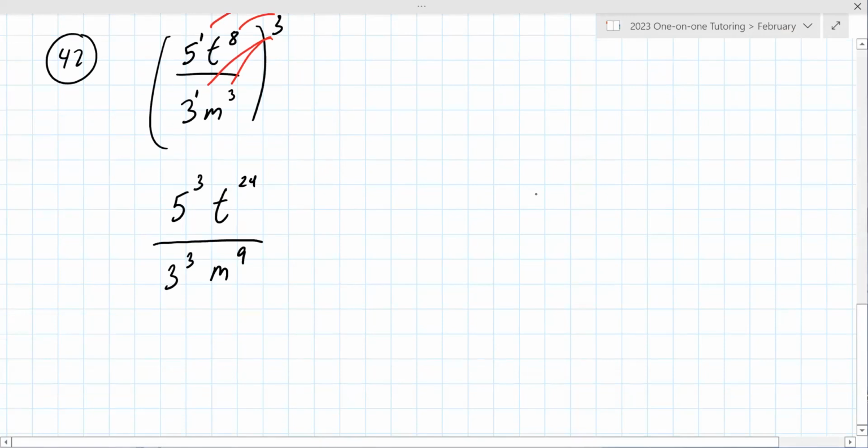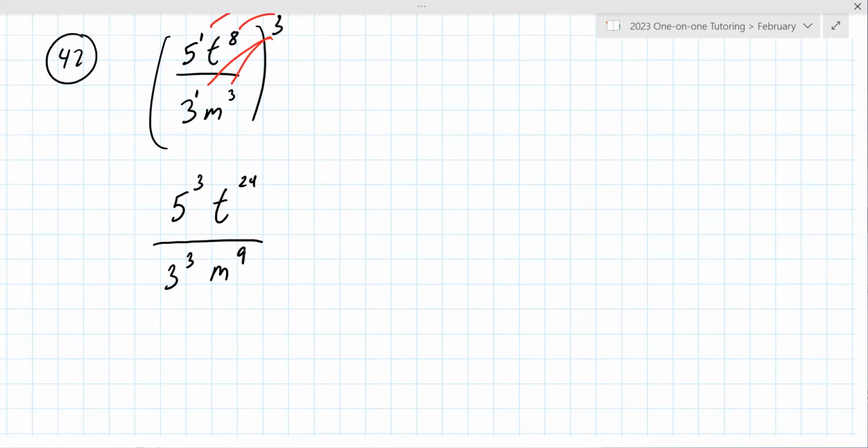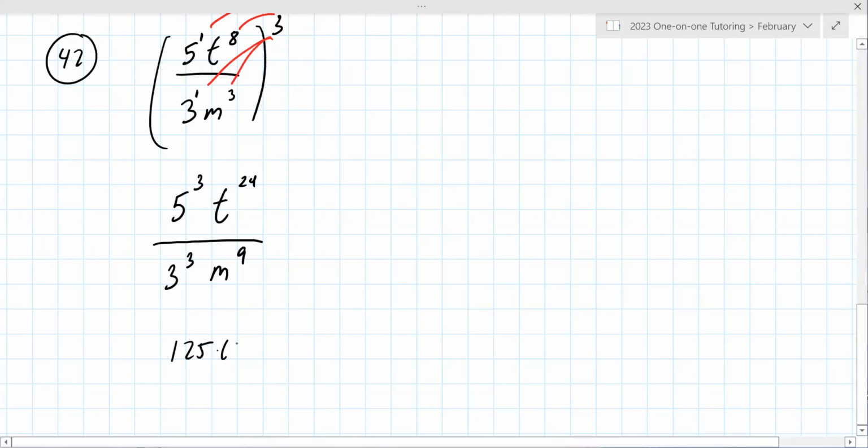Now, 5 cubed, you have to know that value, or if you've got a calculator, go ahead and do that. I'm going to have you do those because familiarity will help you get more comfortable with this. What is 5 to the power of 3, or 5 times 5 times 5? 125. T to the 24th power. And then what is 3 to the power of 3, or 3 times 3 times 3? 27. M to the 9th.